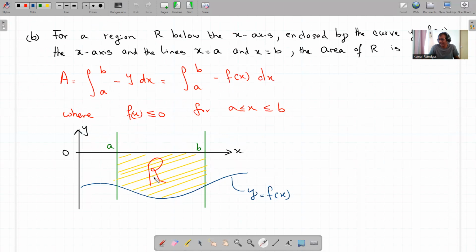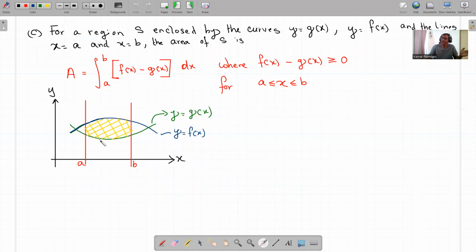Integration, ça, area A is equal to integration of a to b, pareil, minus y dx, integration of a to b minus f of x dx. f of x is less or equal to 0. Il peut être 0, mais il est below the x-axis or touches the x-axis for x greater or equal to a, less or equal to b. OK.